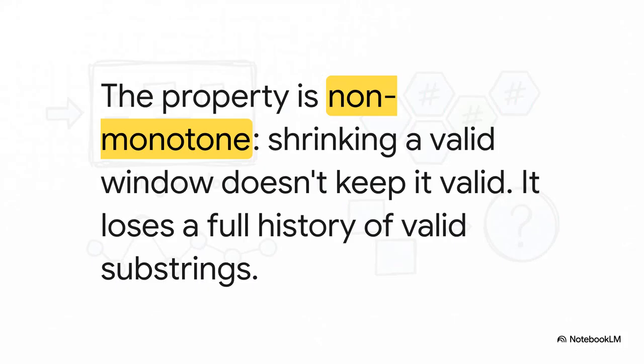The problem has what's called a non-monotone property. In simple terms, just because a large window is valid doesn't mean a smaller piece of it is also valid. When our window expands from AAB to AABC, the condition breaks, and a simple sliding window can only shrink one character at a time from the left. It can't just intelligently jump ahead to find the next valid starting point. It's basically trapped by its own linear movement.